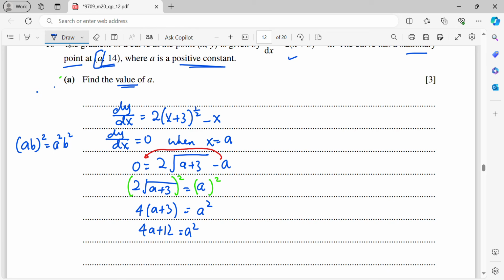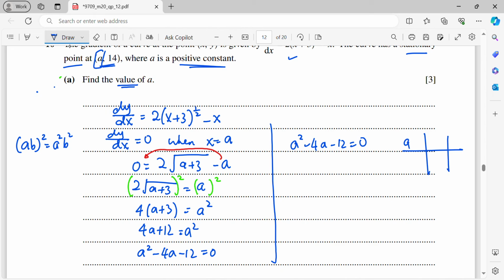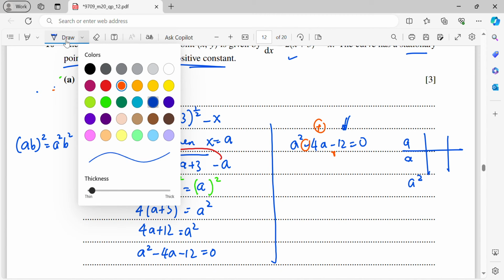So I will move the left side to the right side. It will be a squared minus 4a minus 12 equals 0. Now when you solve this, a squared minus 4a minus 12 equals 0, this can be factorized. Here, a times a equals a squared. For the 12, when you look at the sign, minus times plus is a minus. So I will have 1 minus and 1 plus.